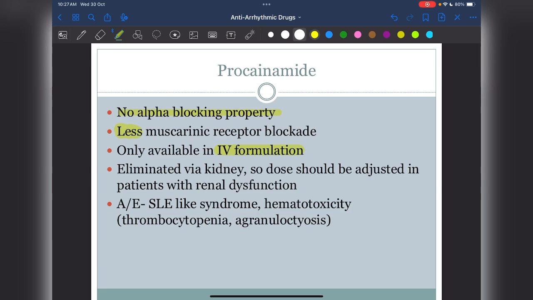So if it's eliminated by the kidney, in a patient with any renal dysfunction or acute renal failure, the dose should be adjusted for procainamide. Its adverse effect, very important, is SLE-like syndrome, which will give you a picture like systemic lupus erythematosus, and there will be hematotoxicity. With hematotoxicity, what you will see is thrombocytopenia or agranulocytosis. Agranulocytosis is one of the most common side effects that you can see, and procainamide is one of the drugs which causes it, so you need to know it.